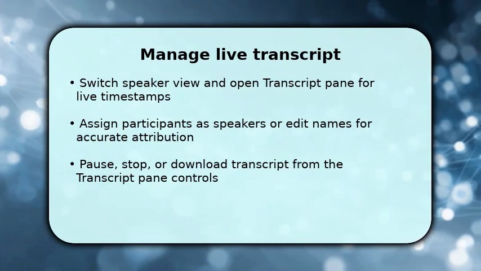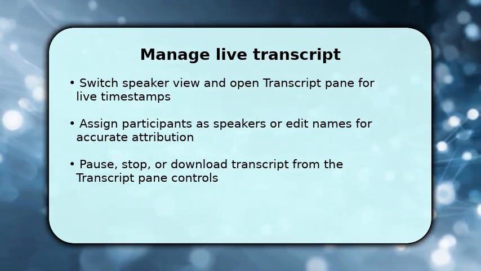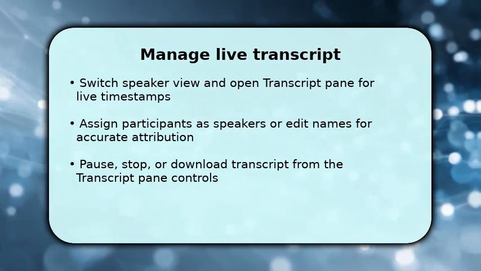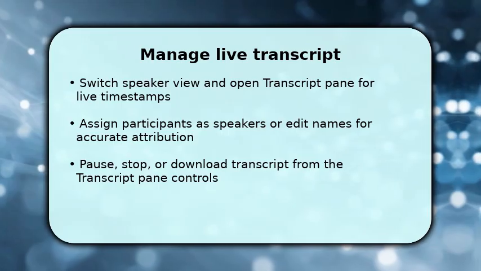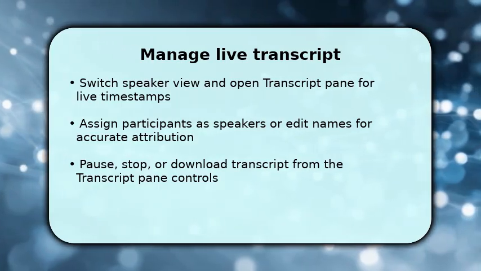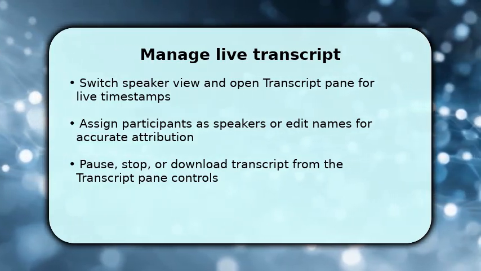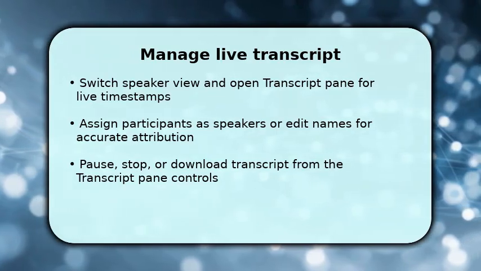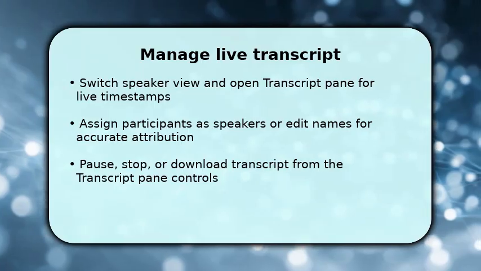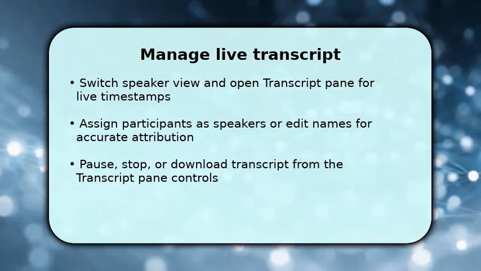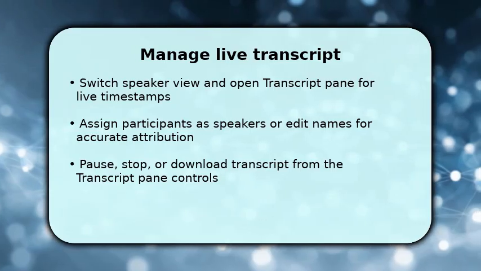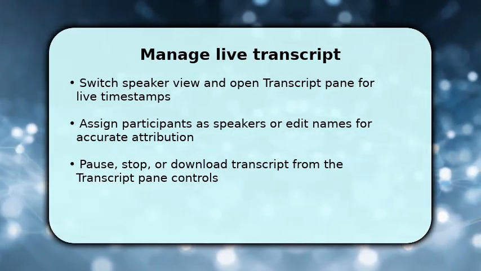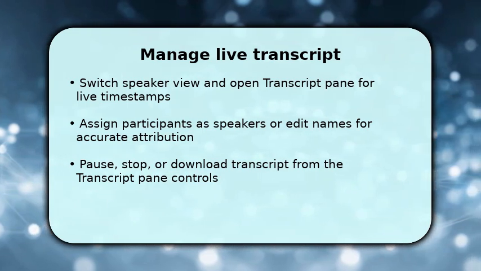Once the transcript is running, you manage it for clarity and utility. Open the transcript pane to follow timestamps and speaker labels. Switch to speaker view if you need context on who's talking. You can edit participant display names or map speakers for accurate attribution, and you can pause or stop transcription if sensitive content appears. Make sure to download the VTT or TXT file after the meeting for editing and archiving. These steps let you convert raw text into a clean, shareable record.